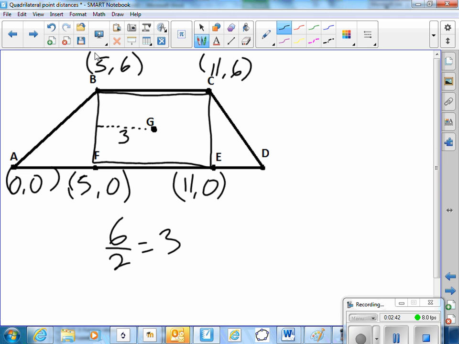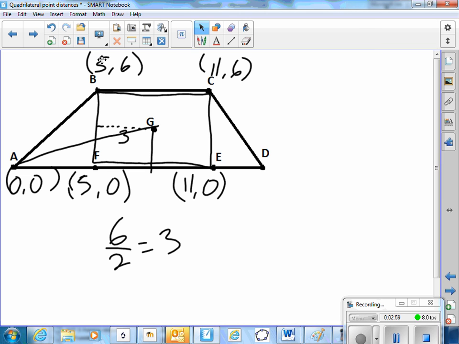So if I wanted to find the distance of a line that goes from A to G, how far apart A and G are, well, let's make a triangle. So I need to find some lengths here. This blue length we know is 5 plus 3, so its total length is 8. So it took 5 units to get to F and then 3 more to get over to G. This height right here, we'll need to figure that out.